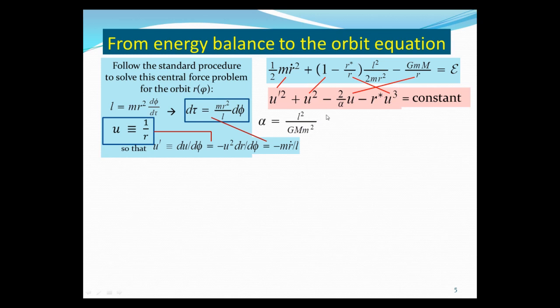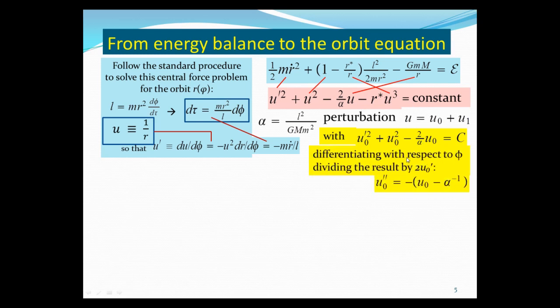Now we can solve this equation, which is the GR orbit equation, by perturbation. We assume that u can be written as a 0th order term plus a small correction. This u1 is a correction of the order of r star. So for the 0th order term, we assume that r star is not there. So u naught prime squared equals minus u naught squared plus 2 over alpha times u naught, so this is just some constant.